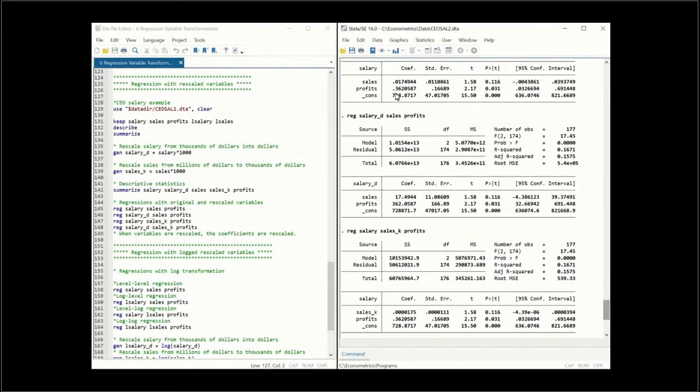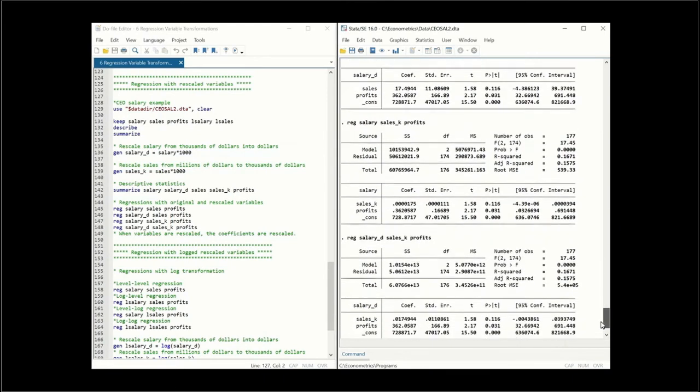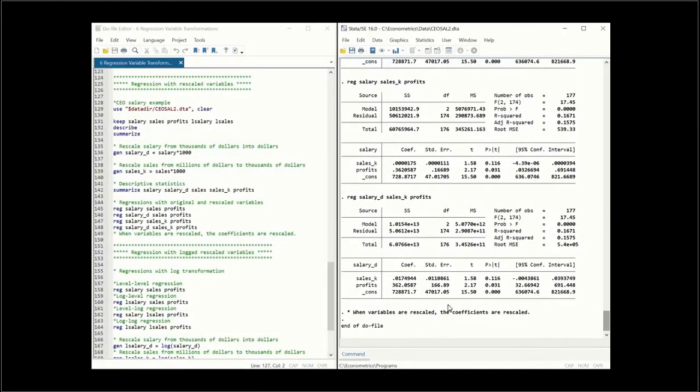And notice that the rest of the coefficients right here are still the same. So if you transform an independent variable by multiplying it by 1,000, then the coefficient would be divided by 1,000. And so the final regression that we have here is where we have both the dependent and independent variable transformed. And in this case, we see that these are the coefficients that we see here.